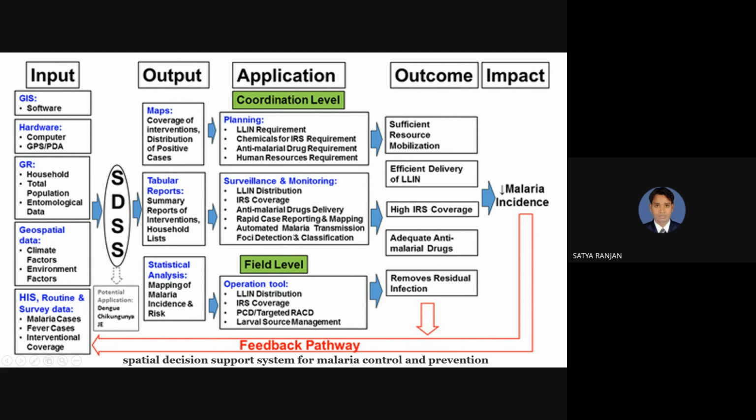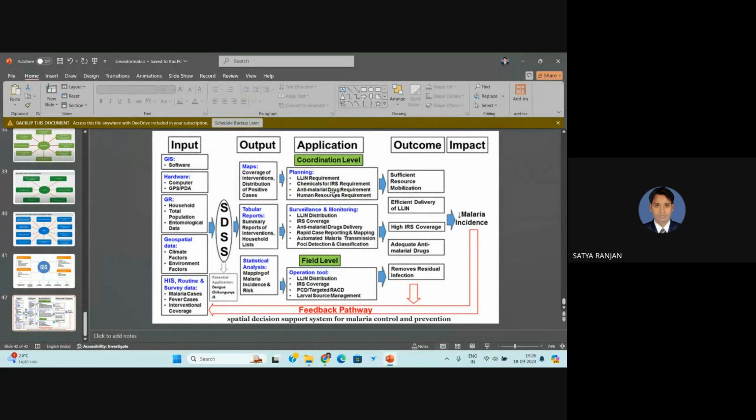So this type of spatial decision support system is for different departments and is currently going on for effective planning and management. Okay, and these are the slides.